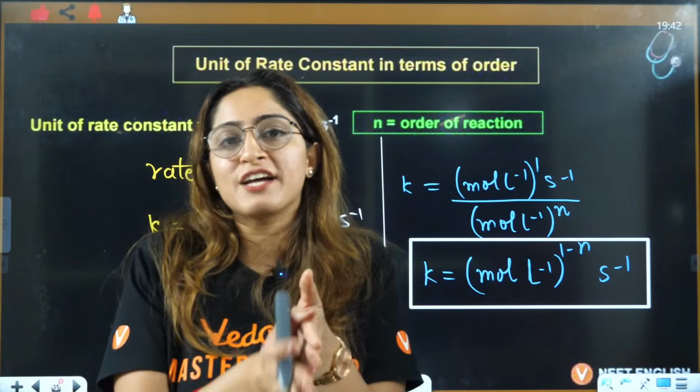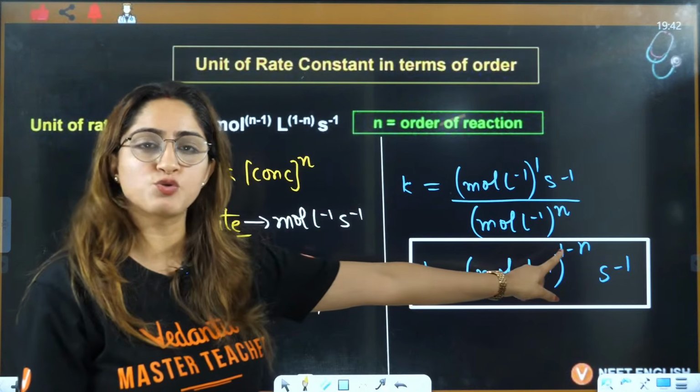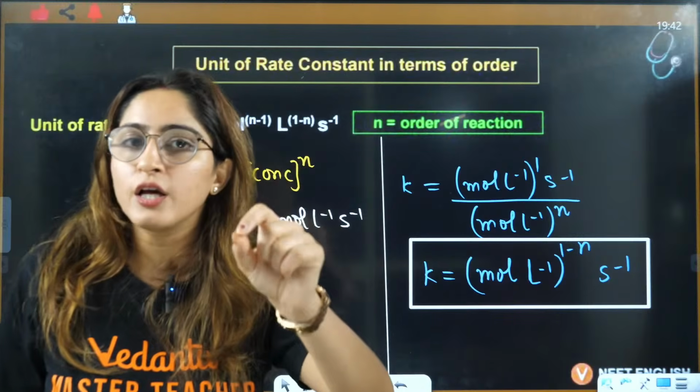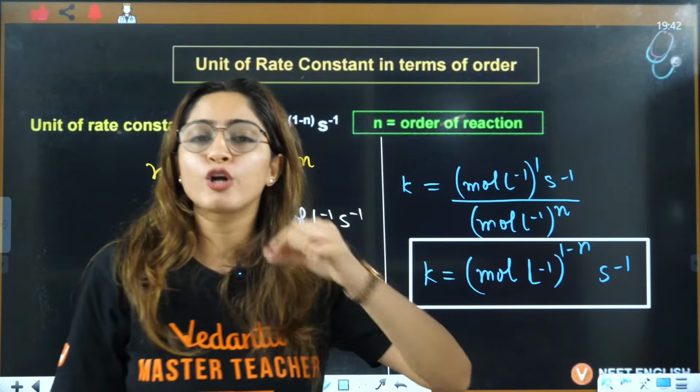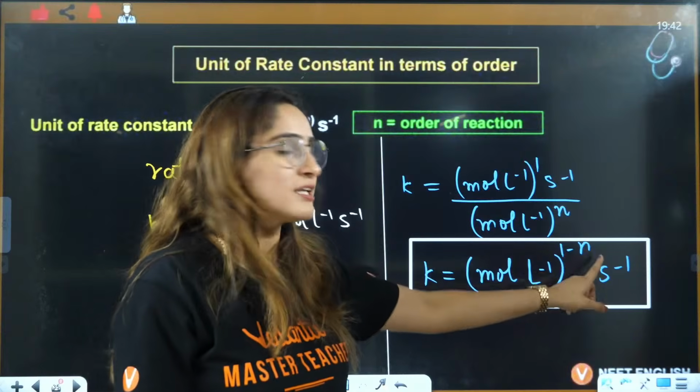Now if order of reaction is 0, you will put n equals 0. If order of reaction is 1, you will put n equals 1. If order of reaction is 2, you will put n equals 2.